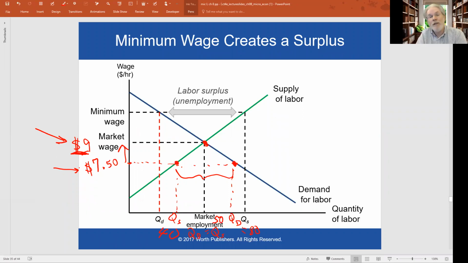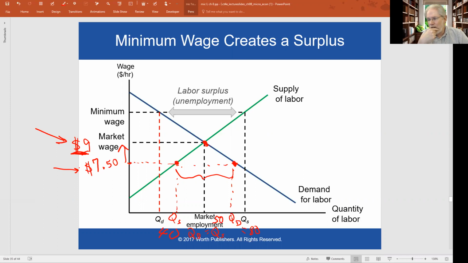And there have been periods of time when the U.S. minimum wage was below the equilibrium, and it really didn't have much effect. Okay? But normally when we talk about a minimum wage, people are trying to get it raised to a level where it will have an effect. I saw an article in the paper just the other day.